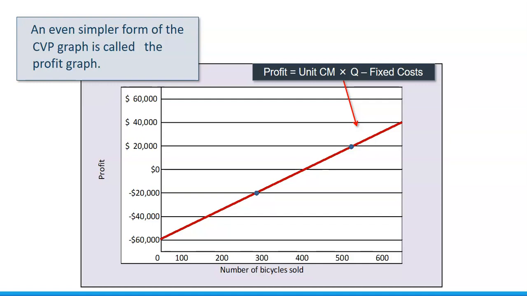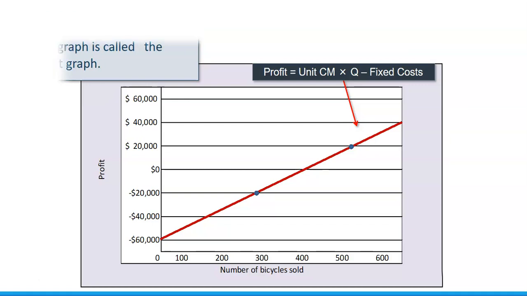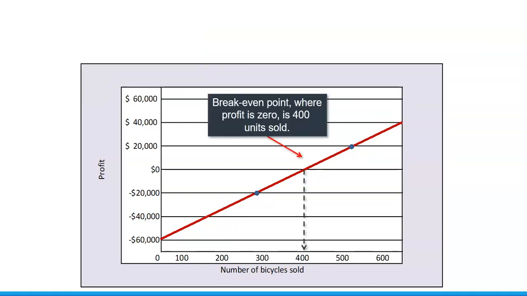This is a profit graph where it just shows the profit line. Depending on the number of bicycles sold, we extend to create a profit. And we know that the break-even point is where the profit is 0, or at 400 units sold.